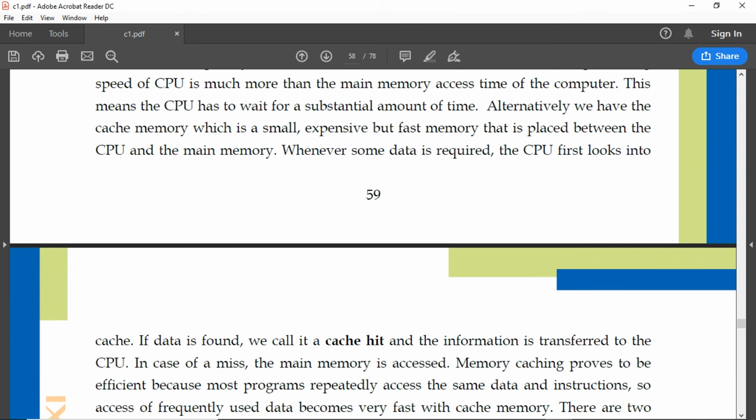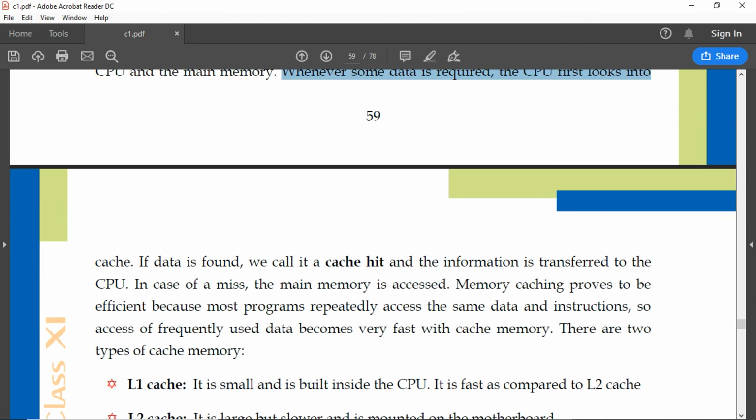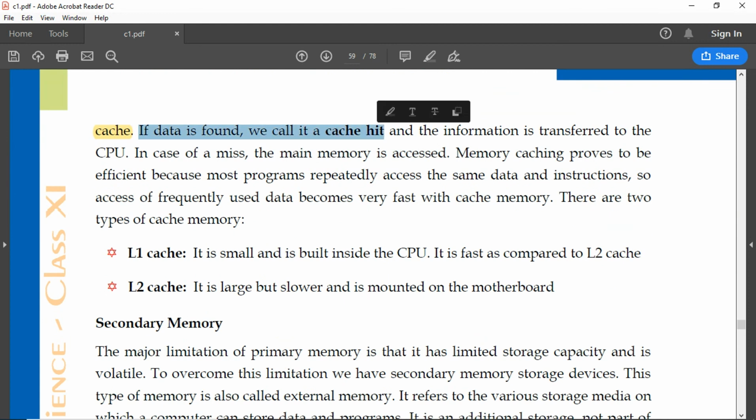Alternatively, we have the cache memory, which is a small, expensive but fast memory that is placed between the CPU and the main memory. Whenever some data is required, the CPU first looks into the cache. If data is found, we call it a cache hit and the information is transferred to the CPU.